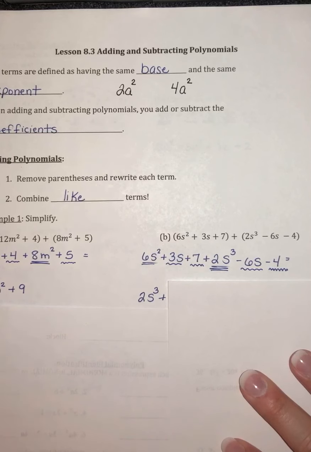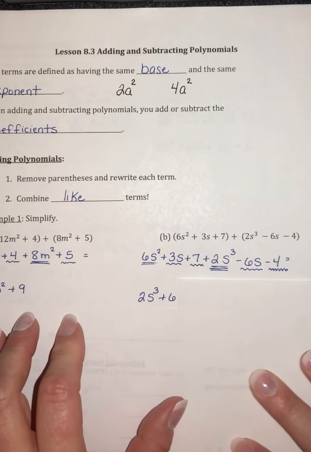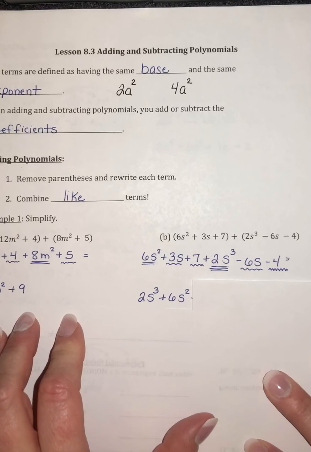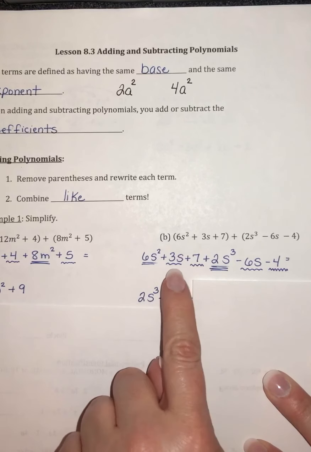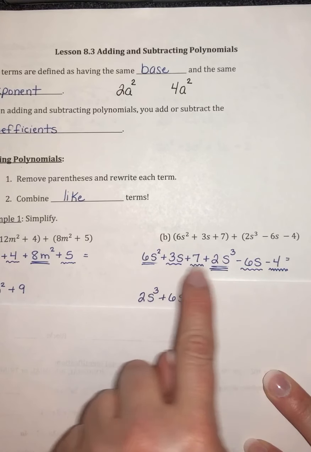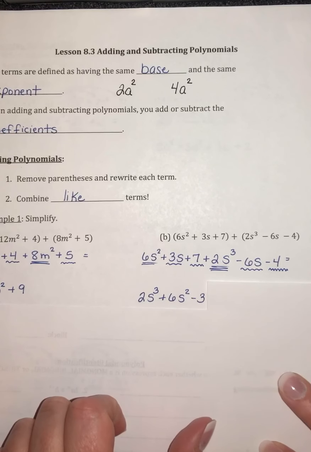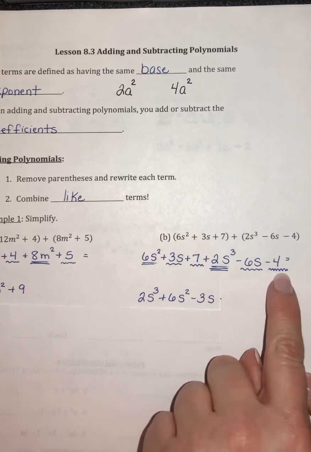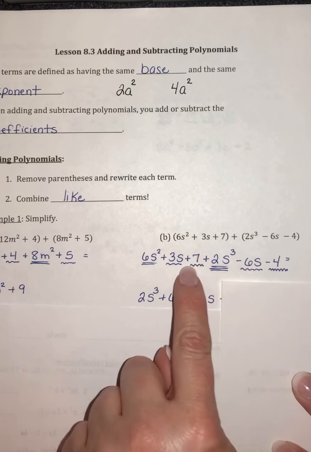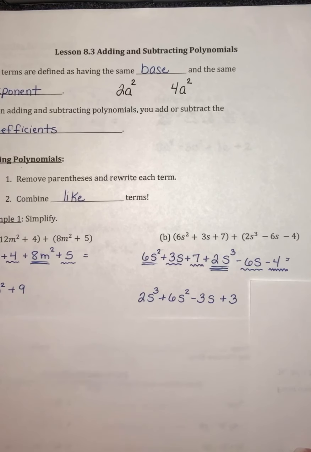All right, so I have 2s cubed. S squared, there's no other s squared, so I write it down, s squared. 3s, take away 6s, those are like terms. 3 take away 6 gives me negative 3, so I have negative 3s. Then I have my constant terms, 7 and negative 4. 7 take away 4 leaves me with 3, and we get our answer. Okay.